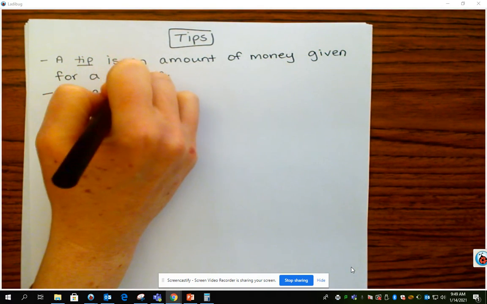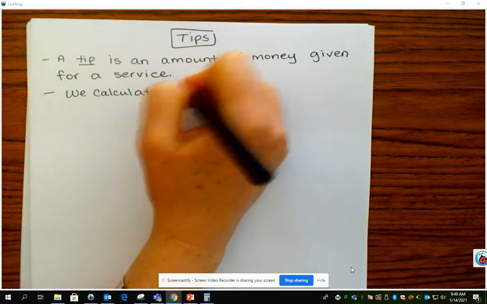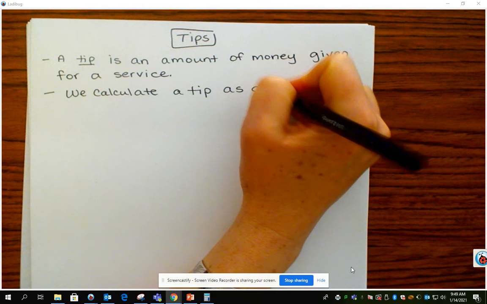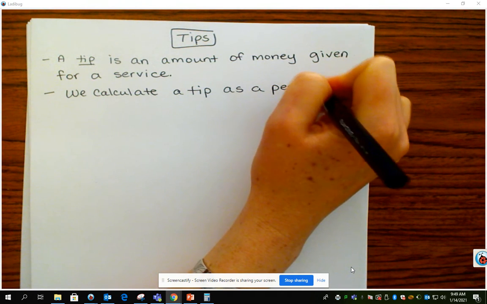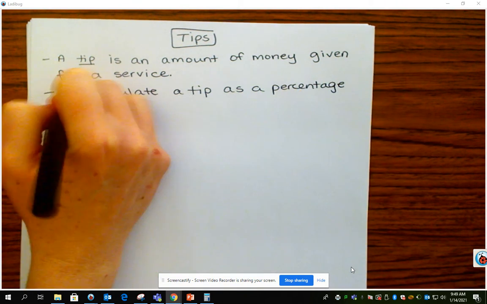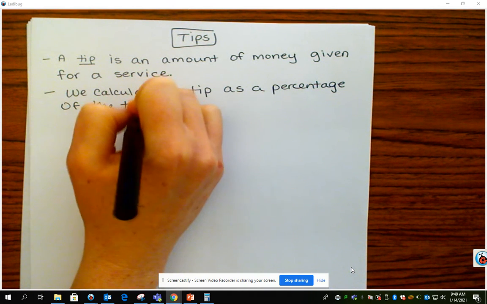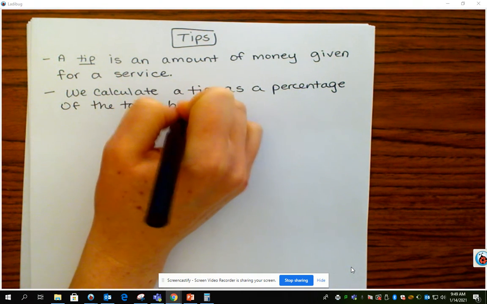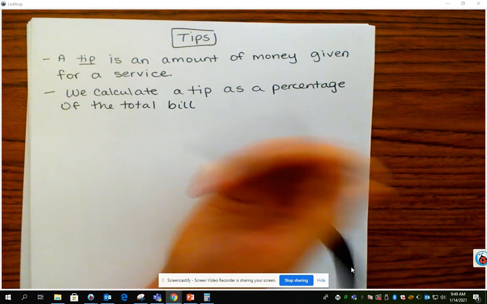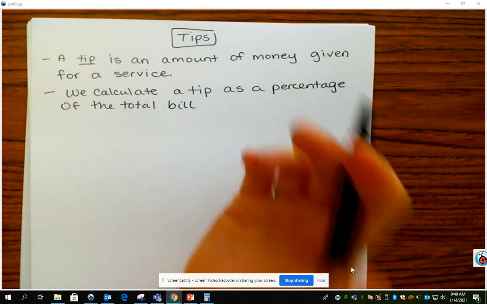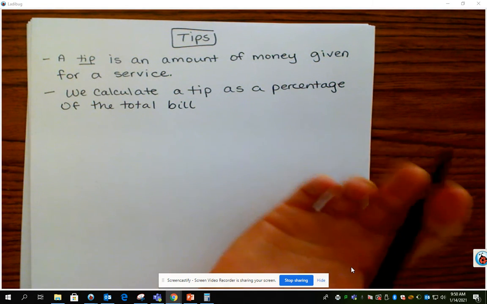So we calculate a tip as a percentage of the total bill. So when you go to get your haircut, say it's a $20 haircut, then you would take a percent of that that you give to the stylist as a tip.